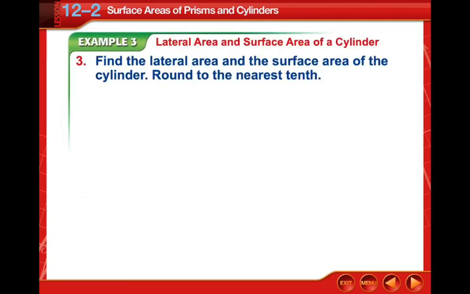So this one wants us to find both lateral area and surface area, and we're going to find the lateral area in the process of finding the surface area anyway. So surface area is lateral area plus 2 times the area of the base. For cylinders, the lateral area is 2 pi r, the circumference, which is the perimeter for a circle, times the height. So 2 pi times our radius.